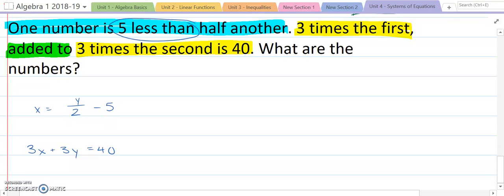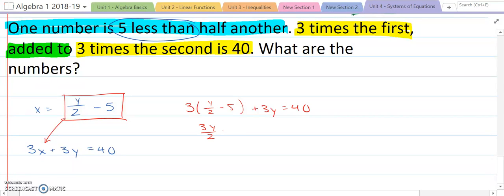That one was easy. But again, what you see here is that you actually have 2 equations. They have the same variables in them, and we need a single solution. Let's do some substitution. Take this, since the x is already by itself, plug it in right there. 3 times y over 2 minus 5 plus 3y equals 40. Distribute. I know you hate fractions, so you might as well get rid of them.